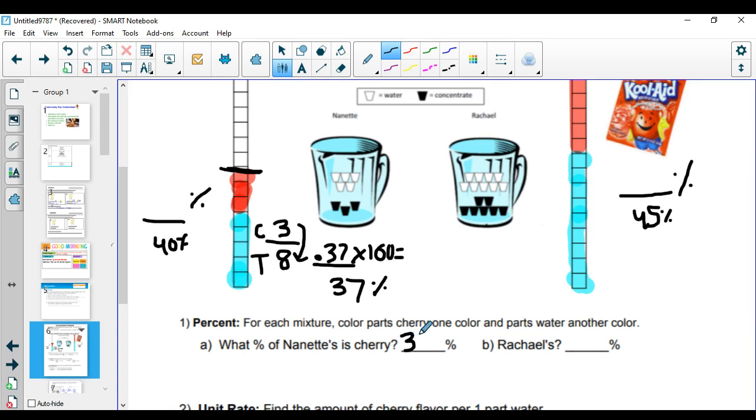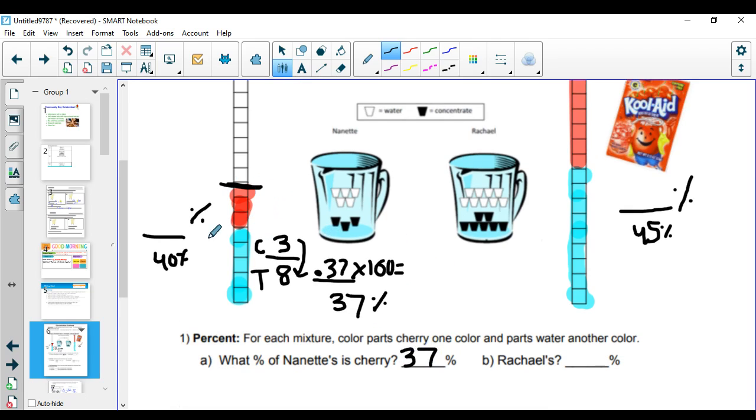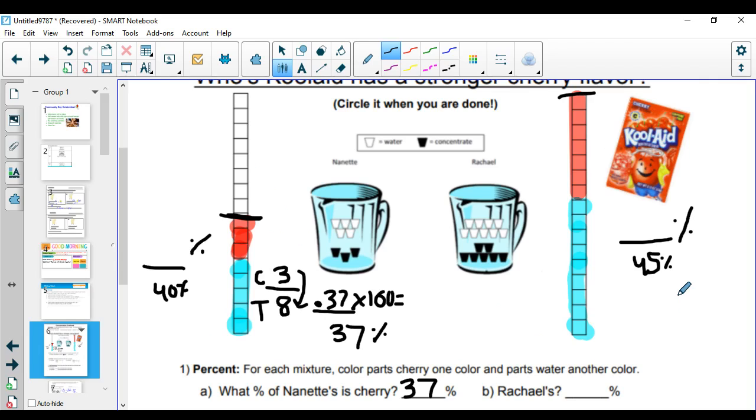So Nanette's is 37% cherry. And that makes sense according to our picture. All right, so this one over here, again, if half is 50%, it looks like about 45, but let's find out for sure. So let's make her ratio of cherry to total.